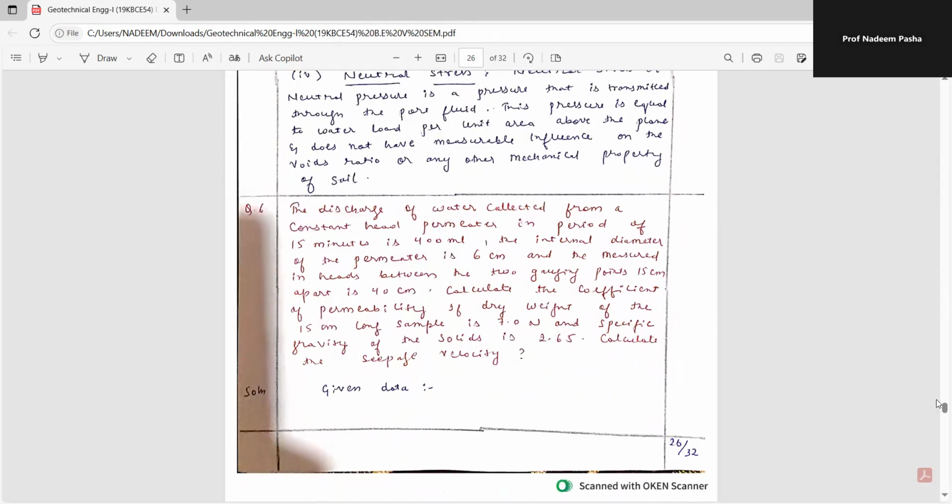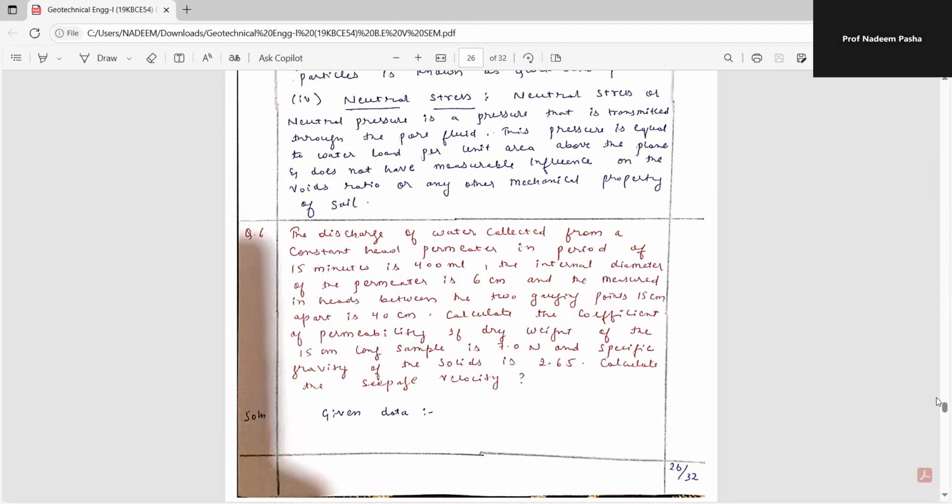Neutral stress. How do you define neutral stress? Neutral stress or neutral pressure is a pressure that is transmitted through the pore fluid. This pressure is equal to the water load per unit area above the plane and does not have any influence on Poisson's ratio and the mechanical properties.